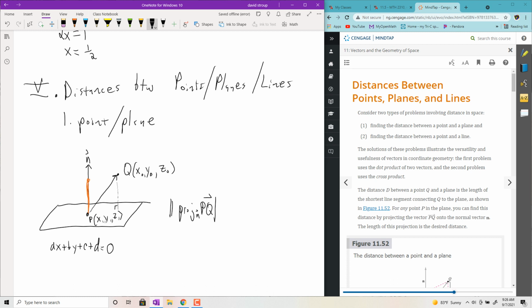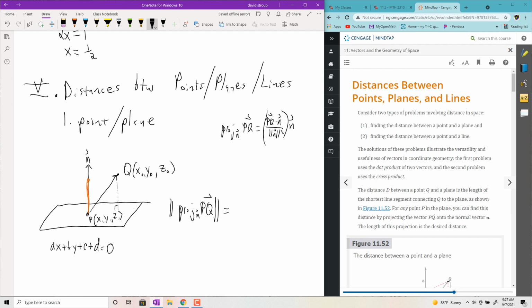We had a formula for that back in the day. So if you remember the projection formula, the projection of PQ onto n would be the dot product of PQ and n all over the magnitude of n squared, times n. This would be a scalar times that normal vector.